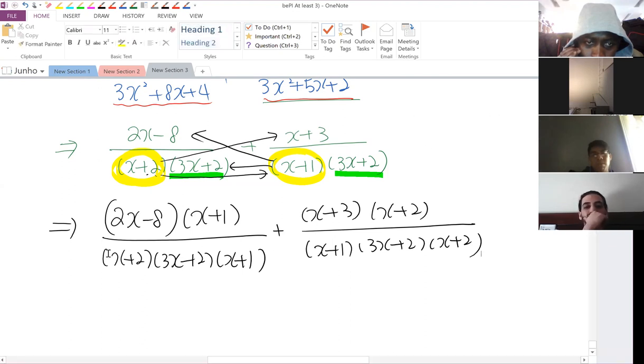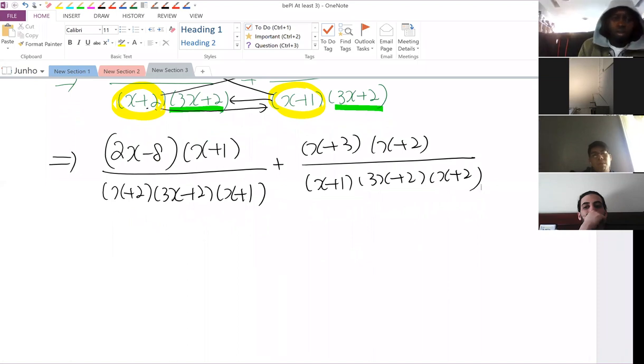So one more time, why I got this expression here. This is the existing denominator. We are multiplying on this side the leftover factor to both numerator and denominator for the first fraction. That's why the numerator becomes 2x minus 8 times the leftover factor x plus 1, over the existing factor x plus 2, 3x plus 2 times the new factor x plus 1. The same procedure to here and here, so I got this one. Now, since we have a common denominator, you can combine the two numerators.